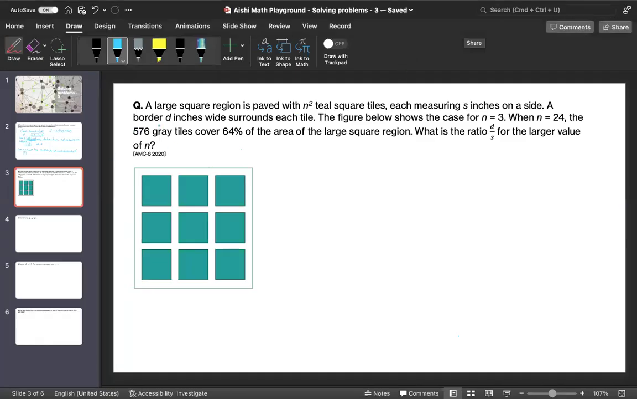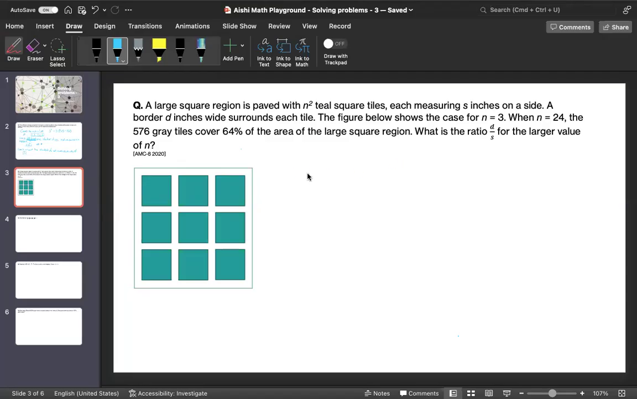Okay. Second question. A large square region is paved with n squared teal square tiles, each measuring s inches on a side. A border d inches wide surrounds each tile. The figure below shows the case where n is equal to 3. When n is equal to 24, the 576 gray tiles cover 64% of the area of the large square region. What is the ratio d by s for the larger value of n?